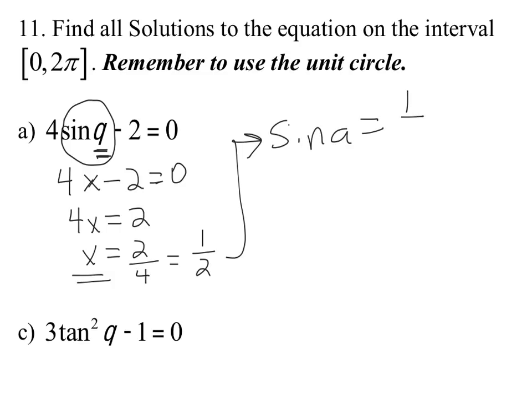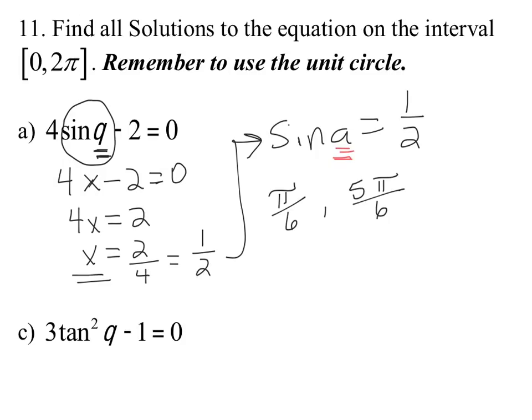Sine alpha is 1/2. So what I'm going to do now is I'm going to look on my unit circle, and I'm going to look to see where the sine value is 1/2. At what angle measurements is the sine value equal to 1/2? Now remember, the sine value is the y value in your coordinates around the circumference of your circle. So as we're going around, for what angles is the sine value 1/2? So we find that the sine value is 1/2 at pi over 6 and 5 pi over 6.